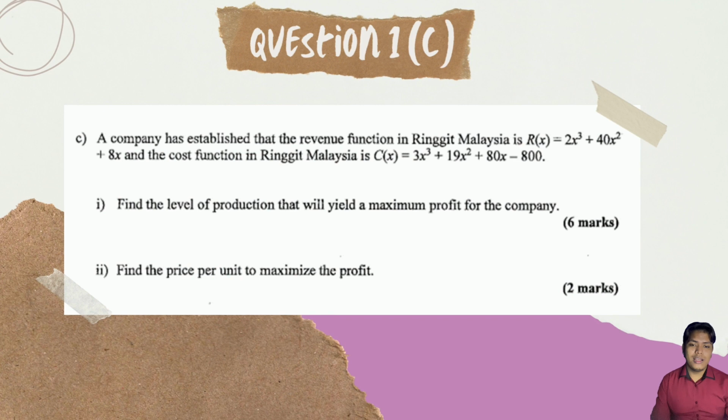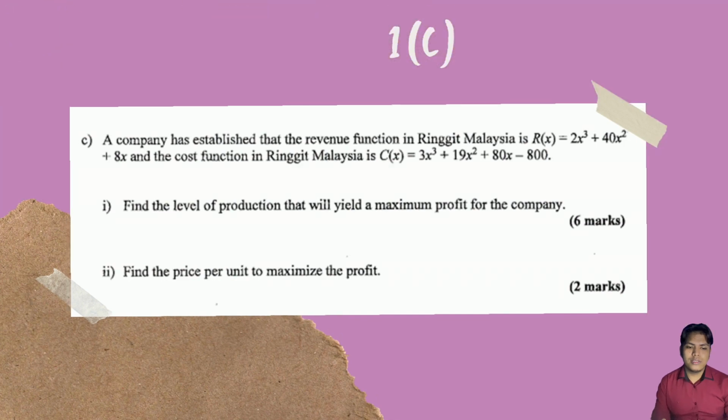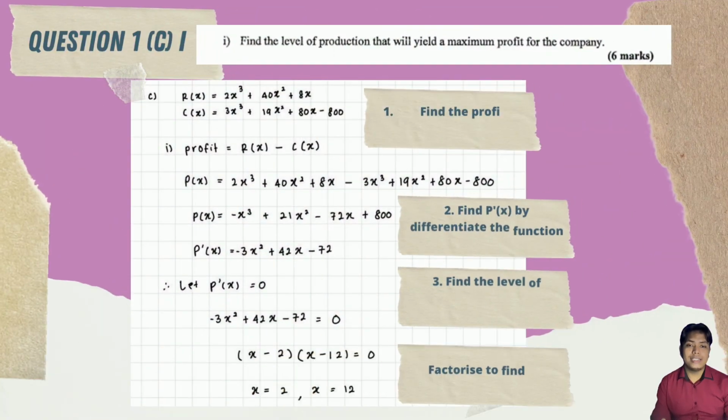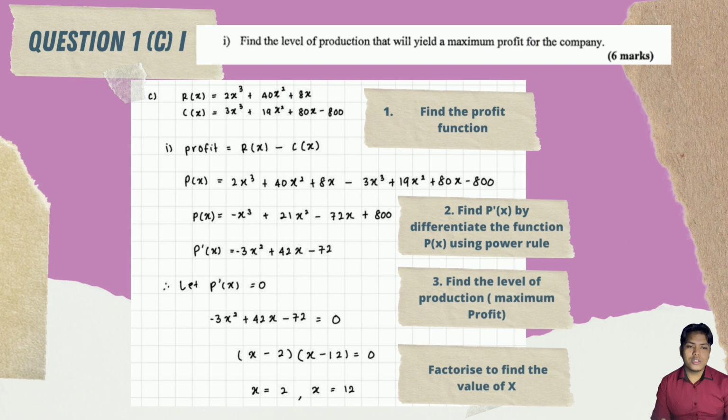So let's take a look at the last question, which is question 1c. A company has established that the revenue function in Ringgit Malaysia is R(x) equals 2x cubed plus 40x squared plus 8x, and the cost function in Ringgit Malaysia is C(x) equals 3x cubed plus 19x squared plus 80x minus 800. For the first question, 1c Roman 1: find the level of production that will yield a maximum profit for the company, 6 marks.